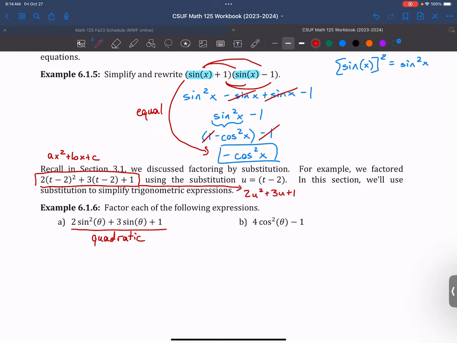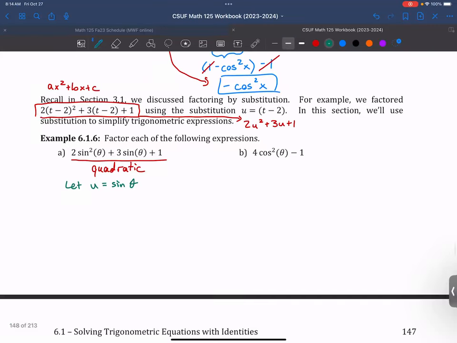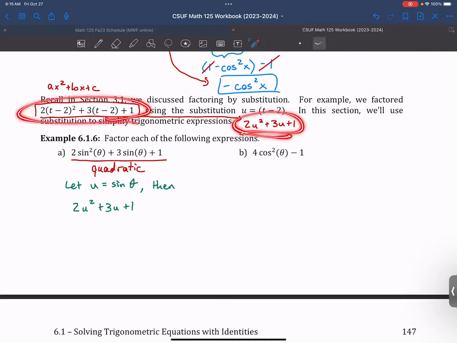We're going to do something very similar here. We're going to notice that this is also an ax squared plus bx plus c, so we're going to do a bit of substitution. I'm going to use u again, just because it's not a letter that's usually used in these expressions. So I'm going to say let u equal sine theta. Then our expression becomes 2 times u squared plus 3u plus 1. So it becomes the same thing as this, right? The only difference is what u stands for. So at the end, after we factor, we're going to remember to substitute back in for the u with whatever we replaced it with at the beginning of the question.